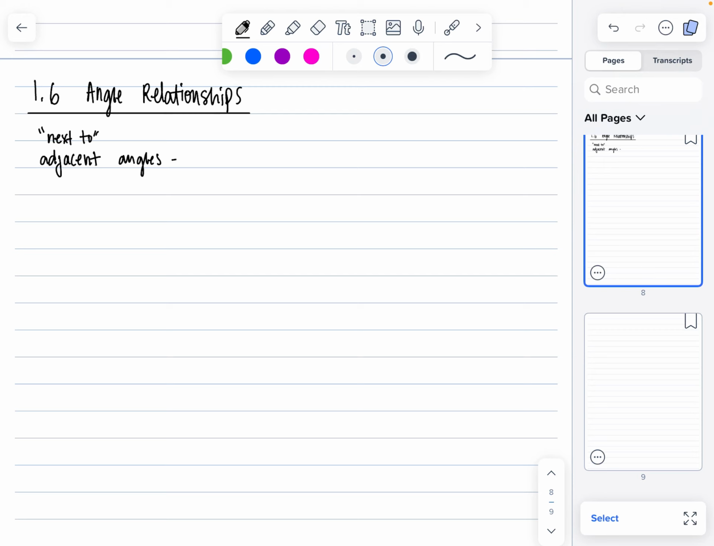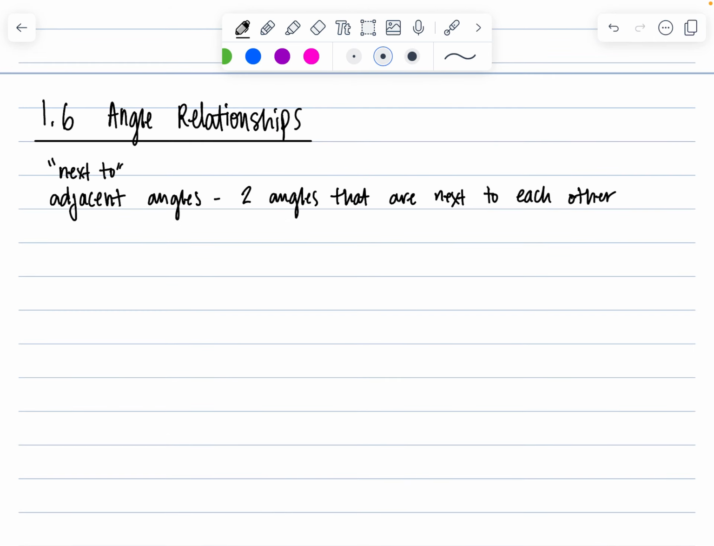So for instance, whoever you're sitting next to in class is adjacent to you. In this particular case, we have adjacent angles. That means two angles that are next to each other. Even more specifically, these are two angles that are next to each other and share a common side and vertex. So let's draw one out.